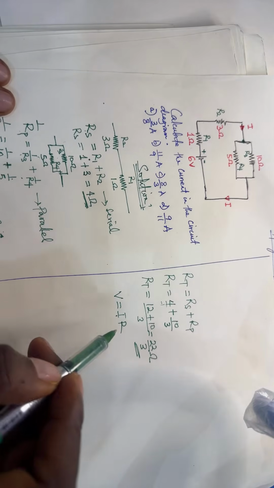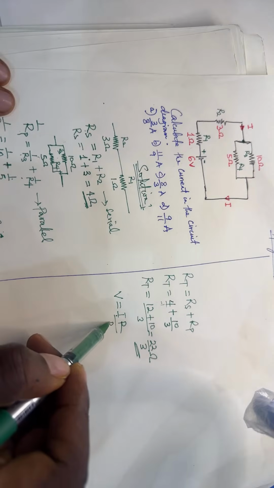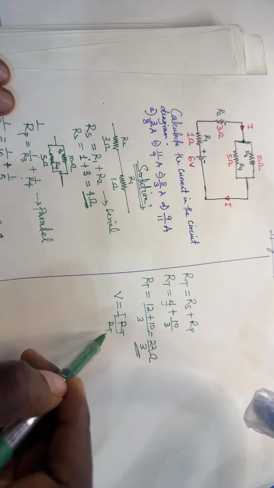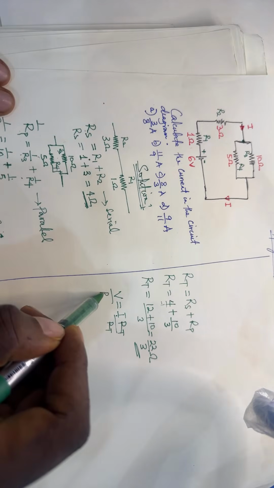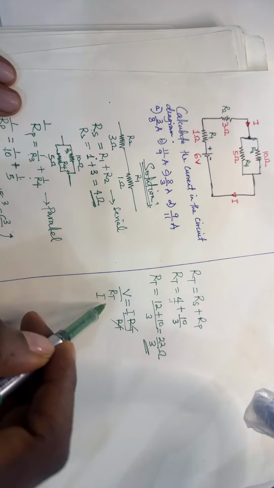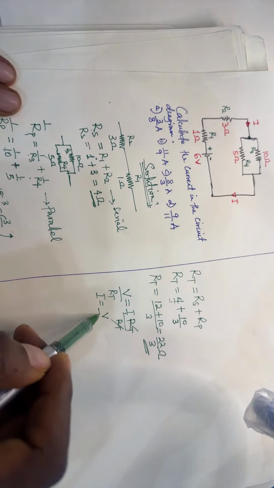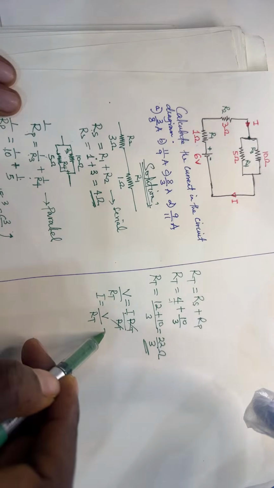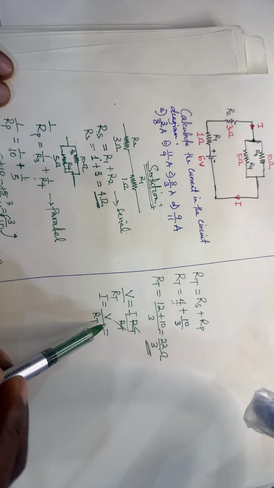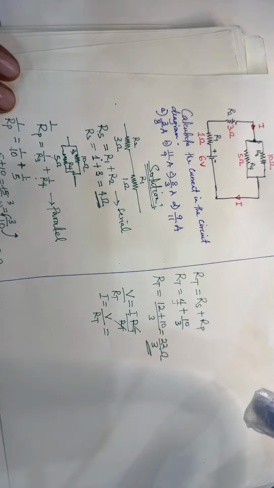Make I the subject of the formula. You know, so you could divide both sides by R. And this R we're talking about, this R total we defined. We go divide both sides by R total. This one and this one go cancel. I will finally be equal to V divided by R total. Guys, what is the value of the V given to us in the equation?